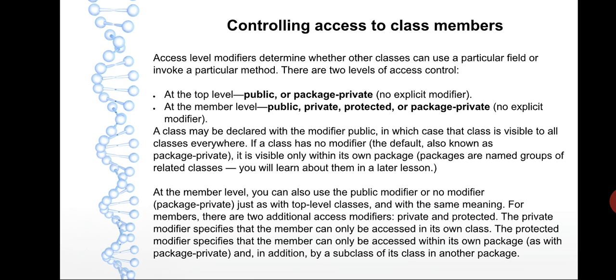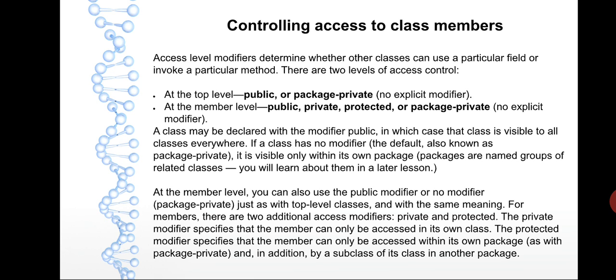At the member level, you can also use the public modifier or no modifier, just as with top level classes, and with the same meaning. For members, there are two additional access modifiers, private and protected, that are available mainly for members. The private modifier specifies that the member can only be accessed in its own class. So whenever you go for a private member or private variable, it can be accessed only within that particular class, not outside the class.